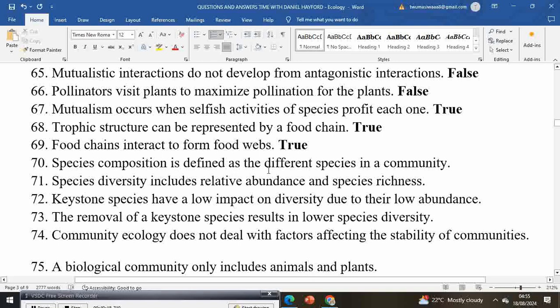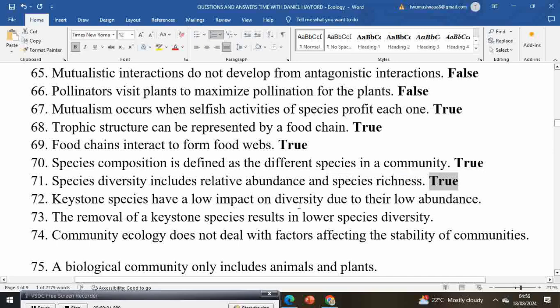Now, question number 70. Species composition is defined as the different species in a community. Is this one true or false? This statement is true. Now, species diversity includes relative abundance and species richness. Is this statement true? Question number 71. Yes, this statement is true. Species diversity includes relative abundance and species richness.